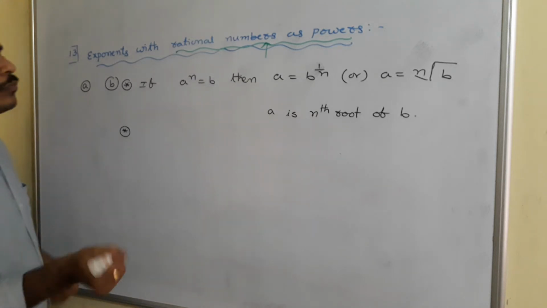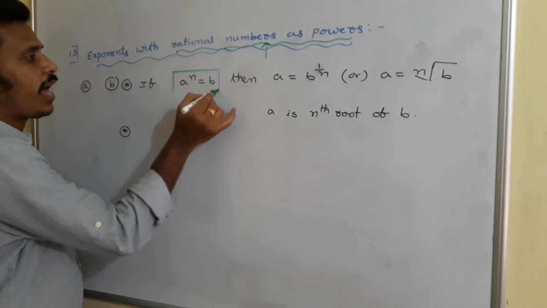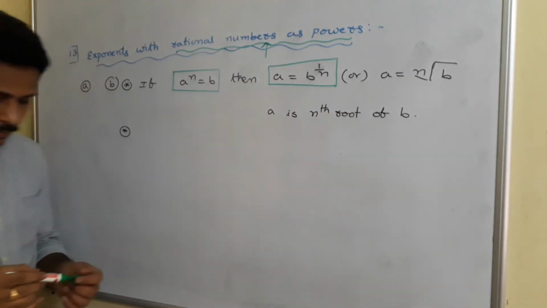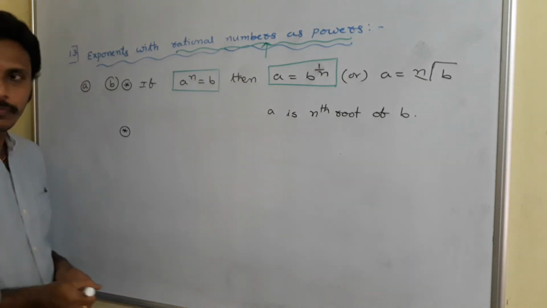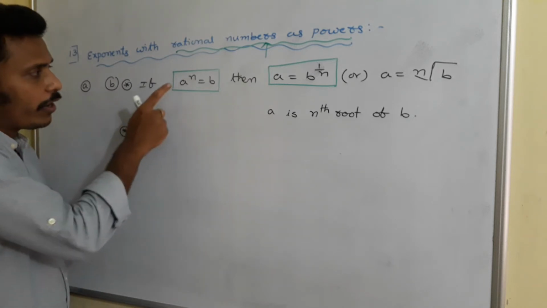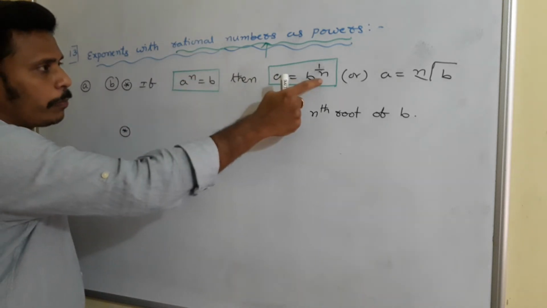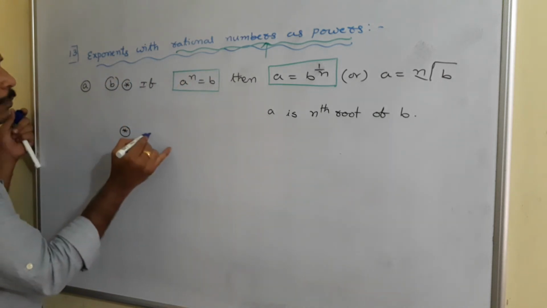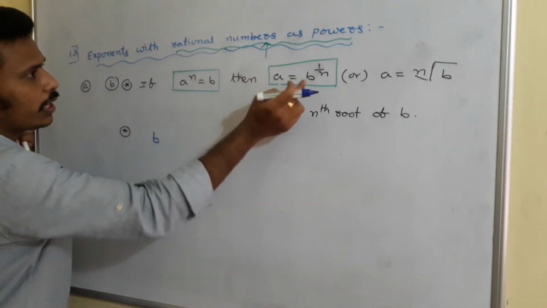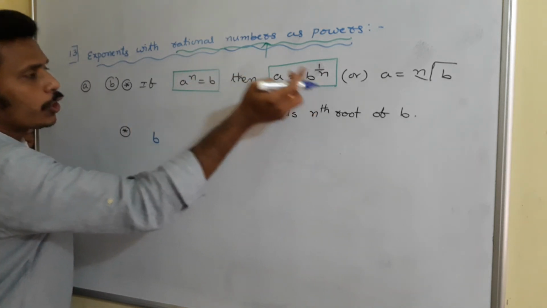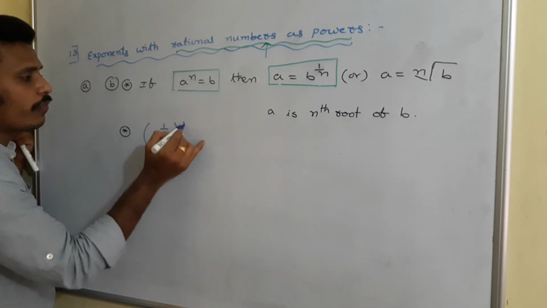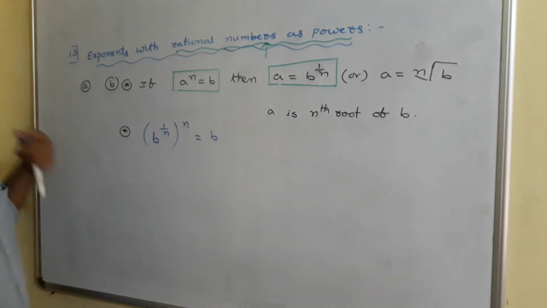Just look here. a power n is equal to b, I have here. a is equal to b power 1 by n is the other thing here. This is true and that is also true. When you combine these two, when you replace this a with b power 1 by n, what will happen? The logic here is a is b power 1 by n, a power n is b. You just rewrite that a value here. So b power 1 by n to the power n is equal to b.